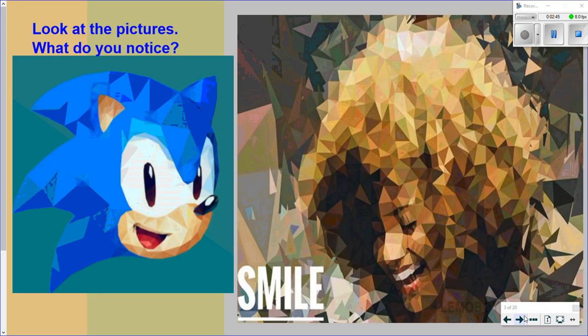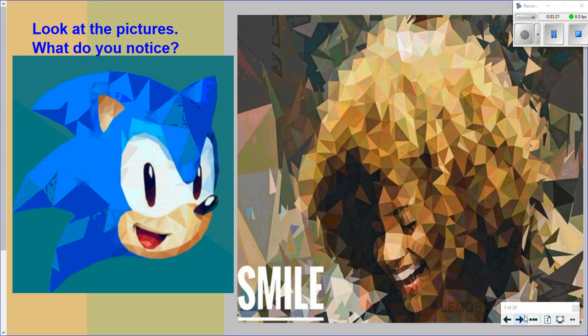We're going to go on to our next, but before we do that, we've got two pictures here. A picture of a black girl, and a picture of Sonic. It says, look at the pictures. What do you notice? You may have a different perspective of the pictures. Some of you may say, I notice Sonic, I notice a girl. Notice that it looks like she has big hair, like an afro. You notice Sonic is smiling, they're both smiling.